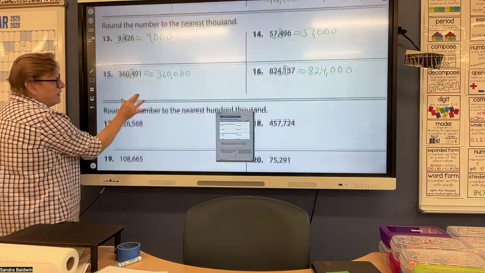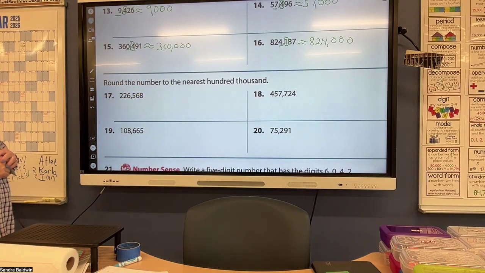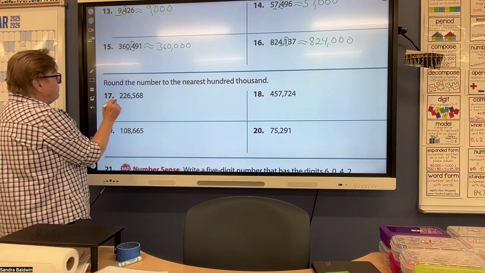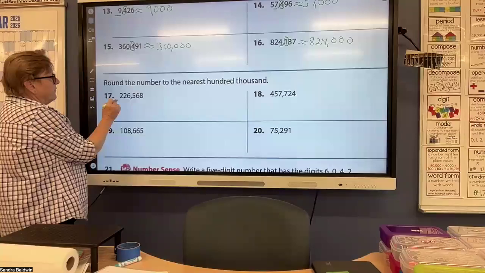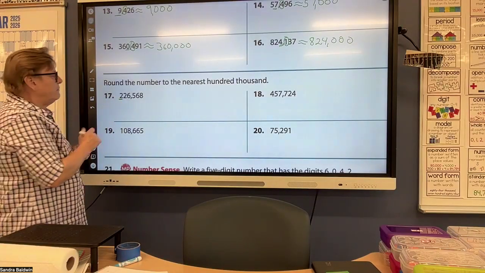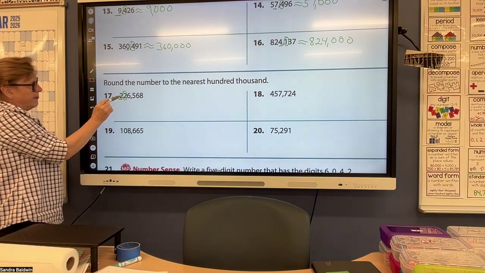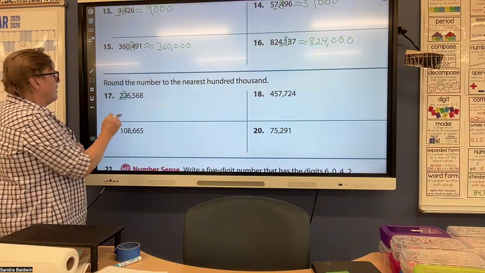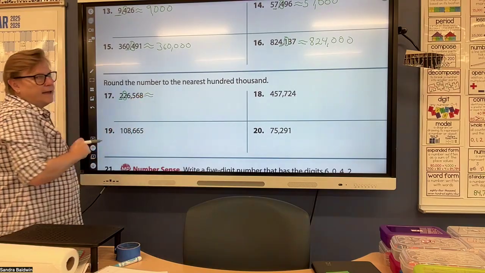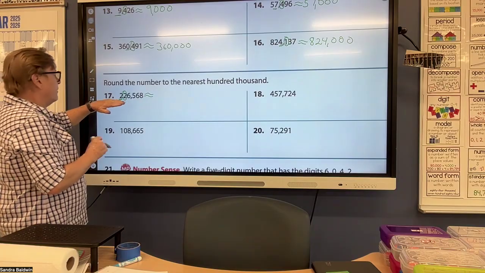Okay, 17, 18, 19, and 20. I'm rounding to the nearest 100,000. So that is the number I will underline. For 226,568, I'm going to underline the 2 in the 100,000 place. I'm going to draw a circle around the digit in the 10,000 place. That's smaller than 5, so I'm going to let it rest. So I know my answer is going to be in the 100,000s. So it's closer to 200,000, not 300,000.